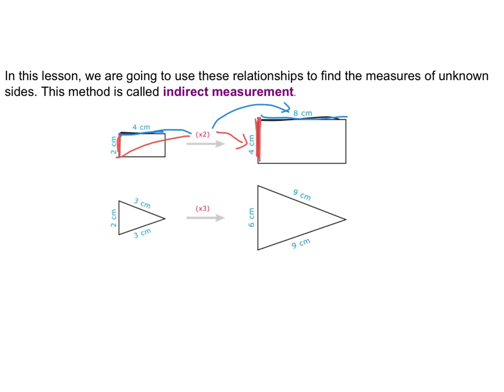Same thing in the triangle here. We've got corresponding sides 2 and 6. To get from 2 to 6, we'd take 2 times 3 to get 6. And that holds true for all of the sides. So if I went from 3 to 9, I would take 3 times 3 to get 9. And finally, 3 to 9, it would be the same. 3 times 3 gets us 9. So what should happen in similar triangles is you should be able to multiply all of the sides of one triangle by the same number to get the sides of the other one, the corresponding sides.